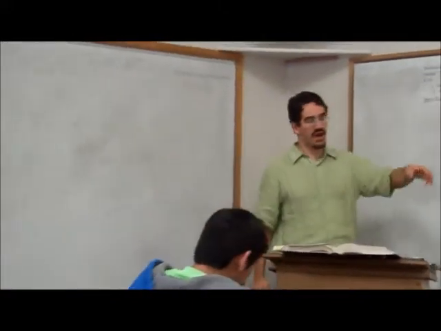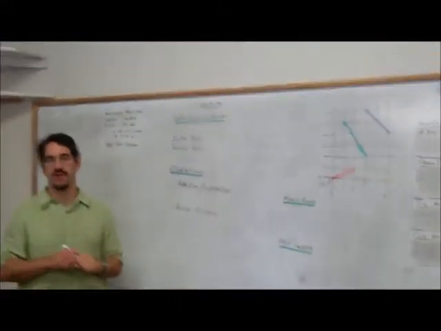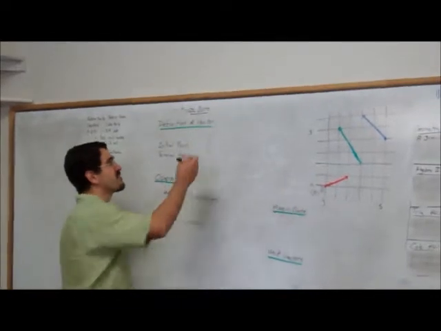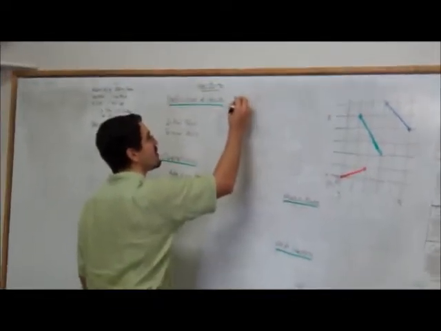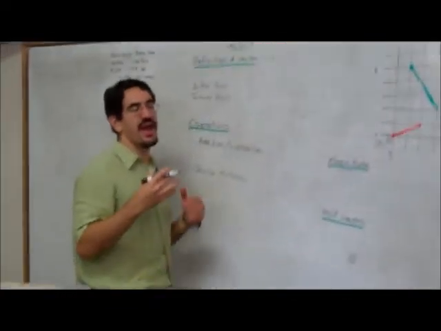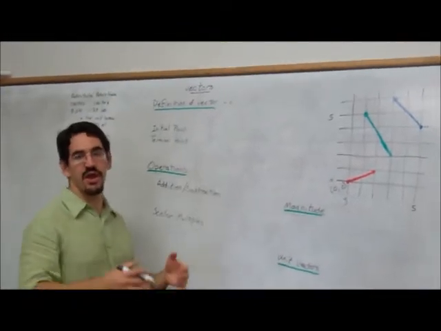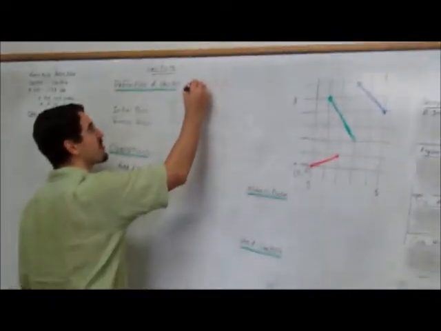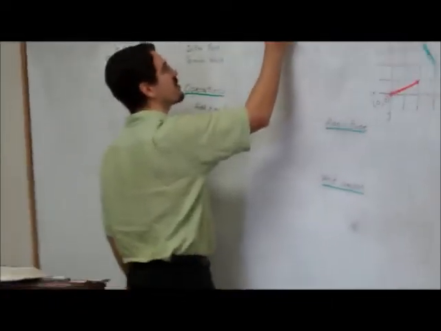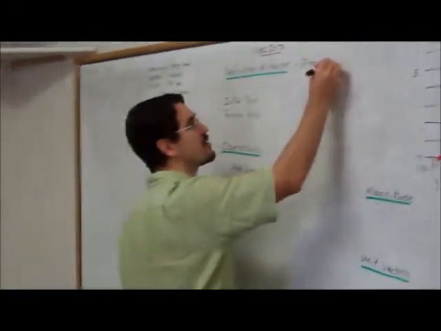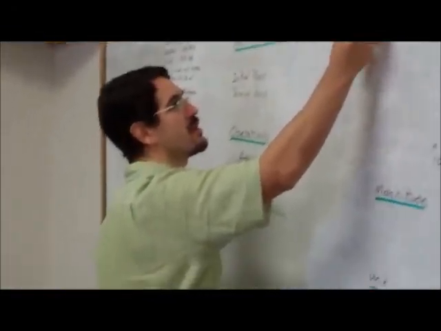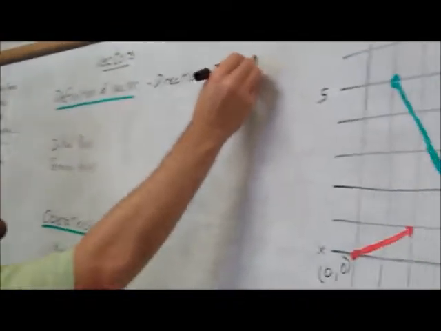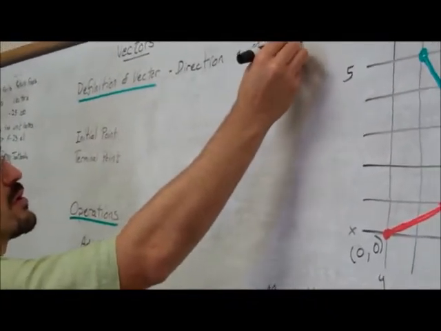See right up here a definition of vectors. Right? Definition of vectors is they are a quantity that has direction and magnitude. So I'm just going to write direction and magnitude.